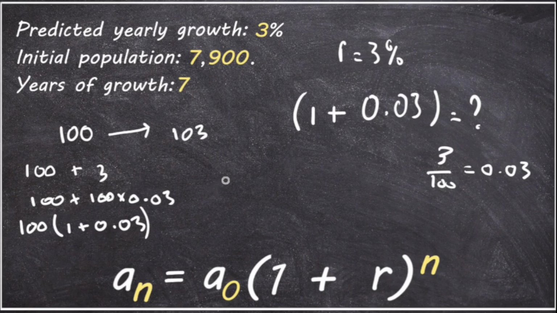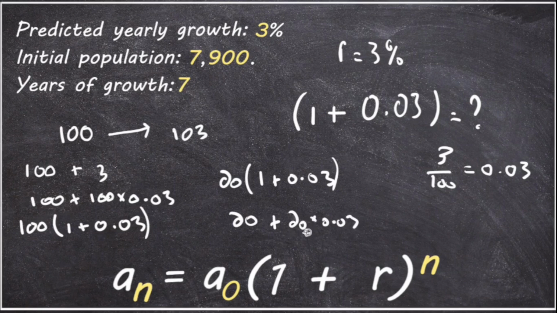So if I wanted to increase a sub 0, I would multiply it by 1 plus 0.03. And that works because if you distribute the brackets, you're getting a sub 0 times 1 plus a sub 0 times 0.03, which is 3% of a sub 0 on top of a sub 0.